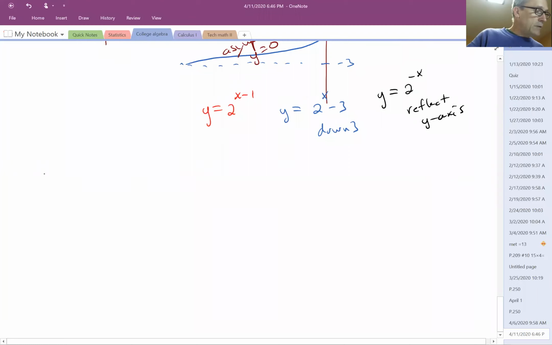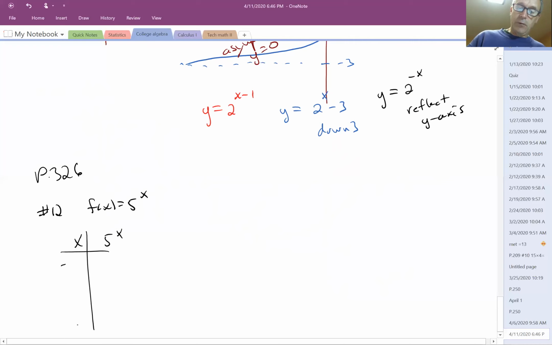All right, I'm on page 326, number 12. Nothing fancy here. Just give me a graph. Now, on the test, I'm going to want you to plot some points, not just use your calculator. I need to see how you're doing the work here. So let's plot some points.